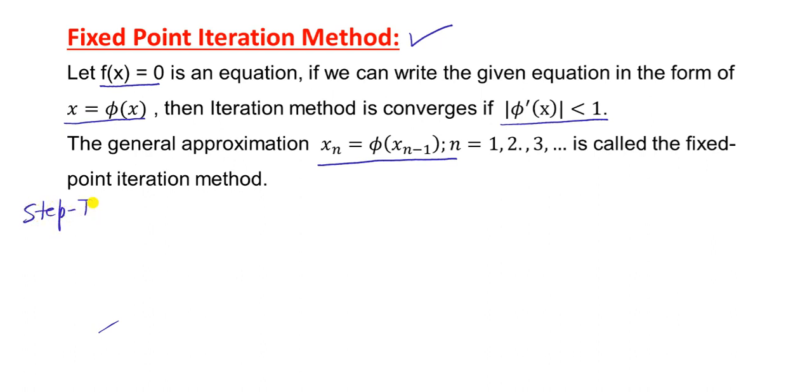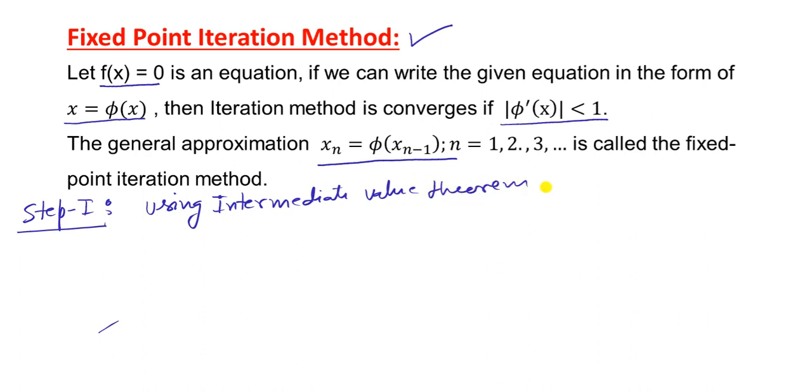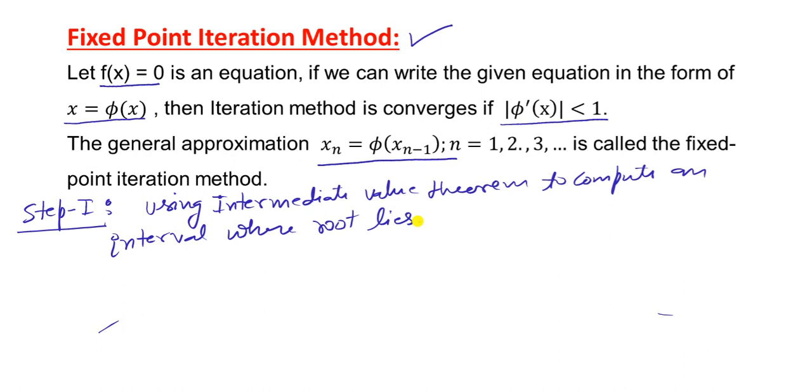Step 1. In step 1, using the intermediate value theorem, compute an interval where the root lies. After that, take an initial approximation which is denoted by x naught.